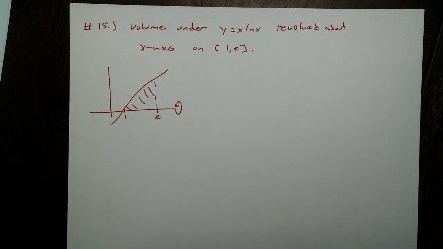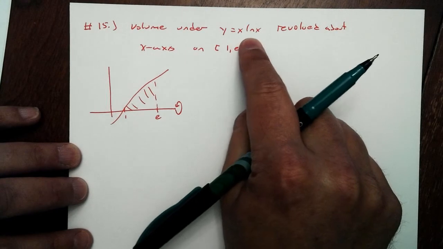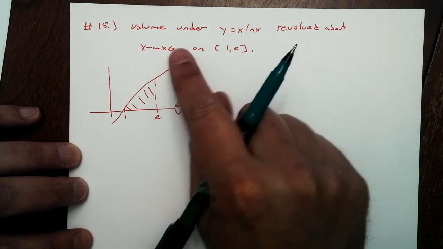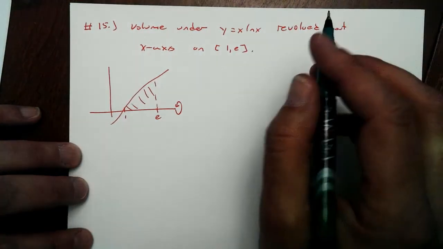Hey, let's take a look at number 15. In number 15, we are looking for the volume under the function y equals x natural log of x, revolved about the x-axis on 1 to e. Now, setting this up is really kind of easy, right?